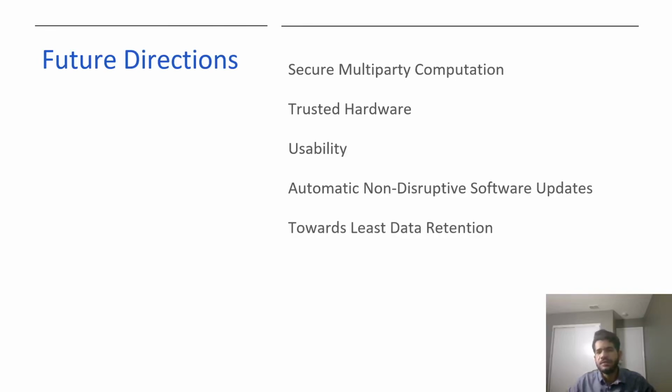We also believe that it is important to invest more research efforts in improving the usability of the existing security technologies. Apart from that, since many data breaches are caused by unpatched software, we also believe that more research is needed to automate the software update process in a non-disruptive fashion. Finally, inspired by the principle of least privilege, we propose the principle of least data retention, and we encourage organizations to retain the minimum amount of data needed for their operations.